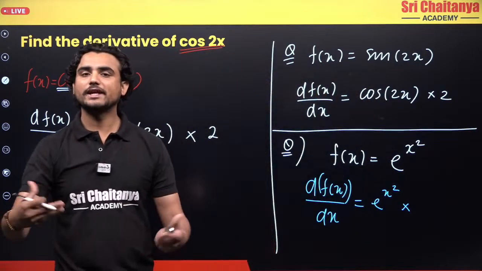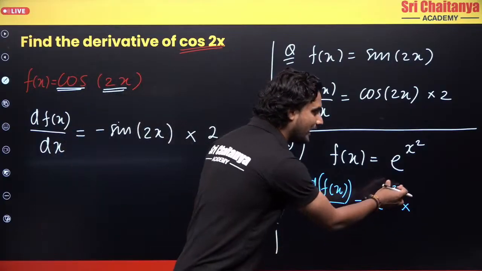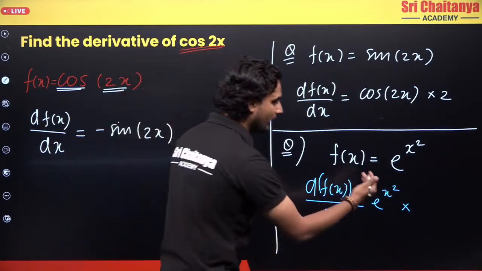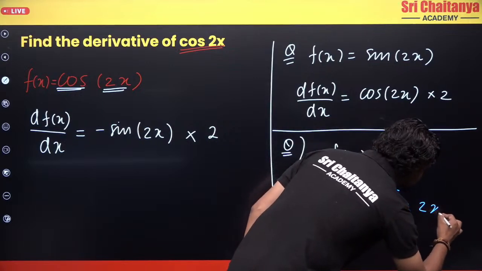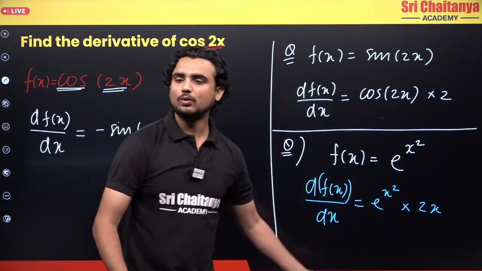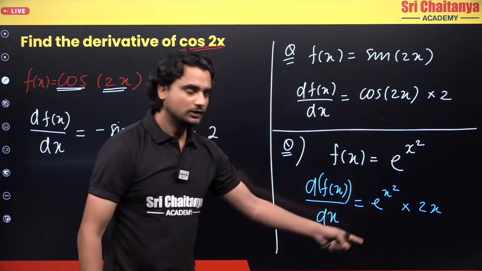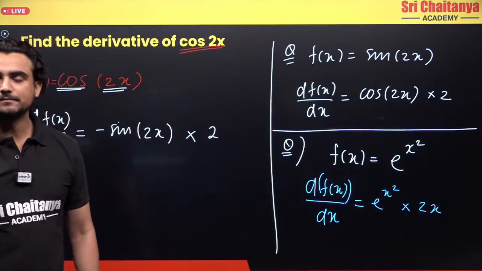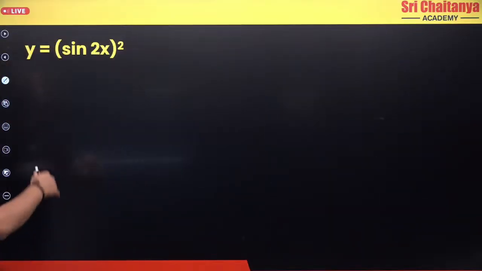Now what is the second function I can see? The second function I can see is x square. So what is the differentiation of x square? The differentiation of x square is 2x. Right? And then I will reach x, right? So now I have reached the innermost function. So this is my final answer. Clear? Okay. So let's solve one more question.